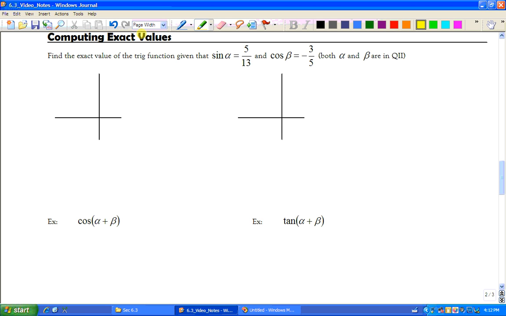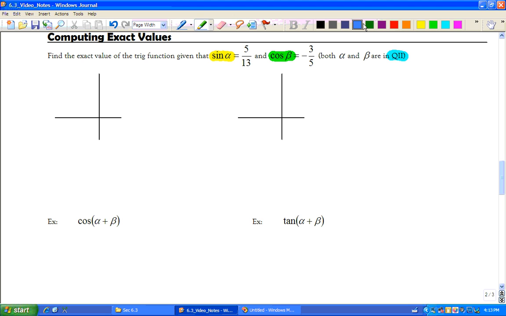So if you look at the information that we're given, it says find the exact values of the trig function given, knowing that the sine of alpha is equal to 5/13 and that the cosine of beta is equal to -3/5. And then it tells you alpha and beta are both in quadrant 2. Now, not all of these angles are going to be in the same quadrant, so make sure you pay attention to what that's telling you, because alpha and beta are two separate angles.